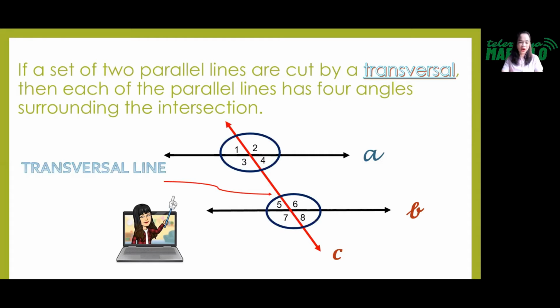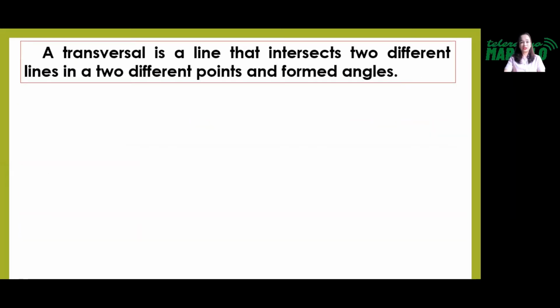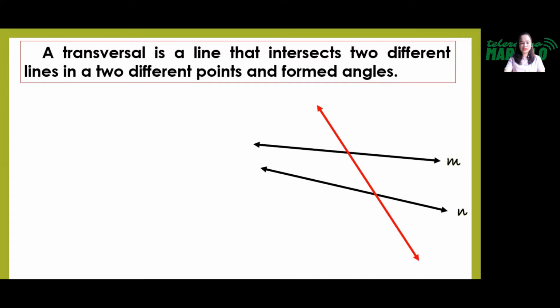Based on the description, how can we formally define a transversal line? A transversal is a line that intersects two different lines in two different points and forms angles. Say we have line M and line N. This is cut by a transversal line. And around that are angles 1, 2, 3, 4, 5, 6, 7, and 8. And of course, our transversal line is named as line A.